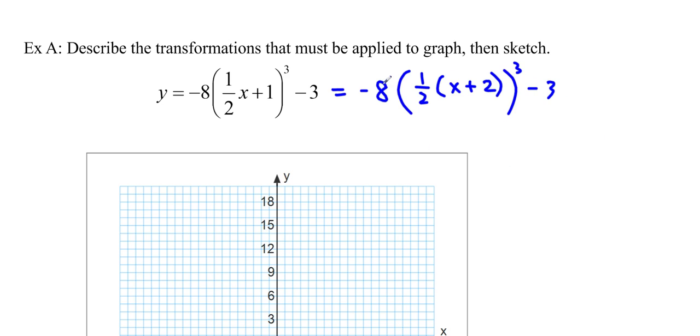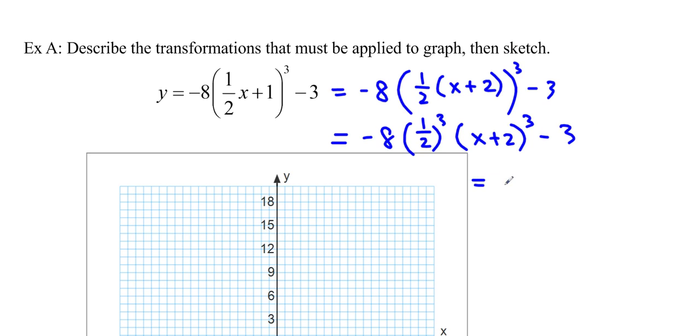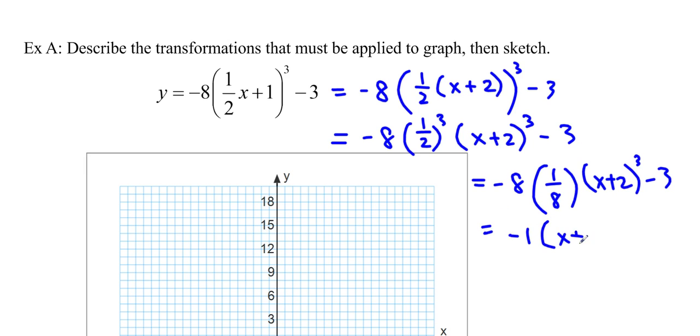And actually, this is a little bit complicated, and we want to make it a little bit simpler. So we're going to take this cubed, and we're going to move it to the outside. So we're going to get negative 8 times (a half) cubed times (x plus 2) cubed minus 3, and we're allowed to do this because that's part of the rules. You can see this becomes negative 8 times an eighth, (x plus 2) cubed minus 3. So we actually get negative 1 times (x plus 2) cubed minus 3. And so we have fewer transformations to worry about. So if you can simplify it, you should.